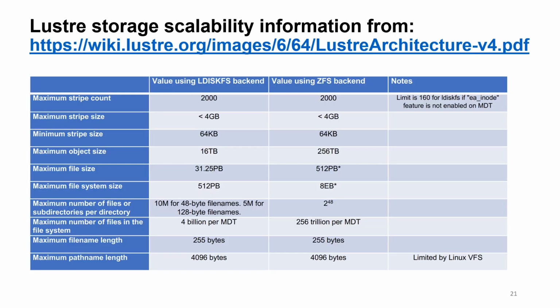Here on this slide, I'm presenting some of the scalability information related to the Lustre storage system. If you notice, the maximum stripe count that can be supported on Lustre is 2000, and the maximum stripe size that can be supported is up to 4 GB in size. Then depending upon the type of backend we use for Lustre, the maximum file system size can vary from 512 petabytes to 8 exabytes.